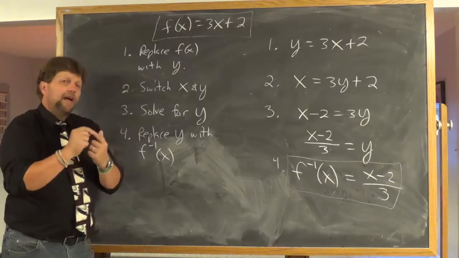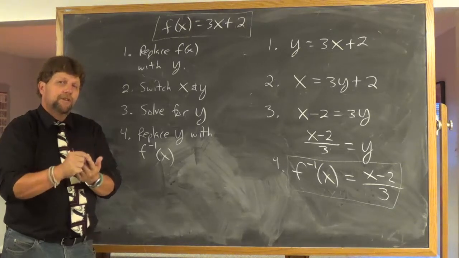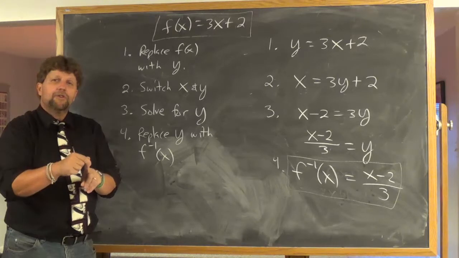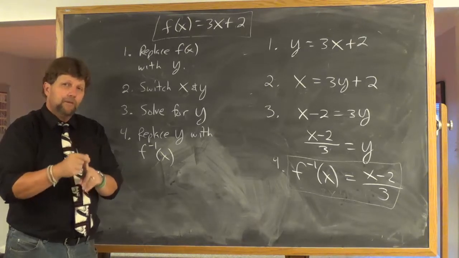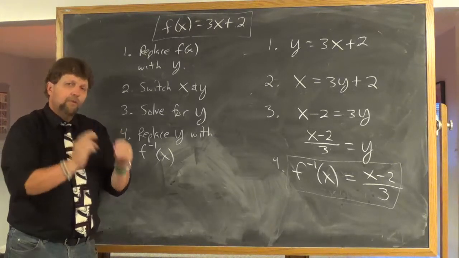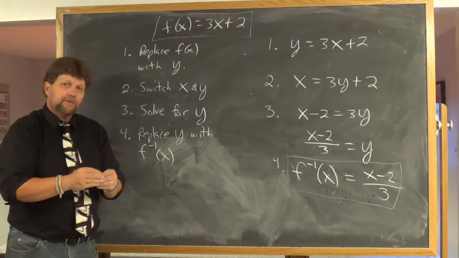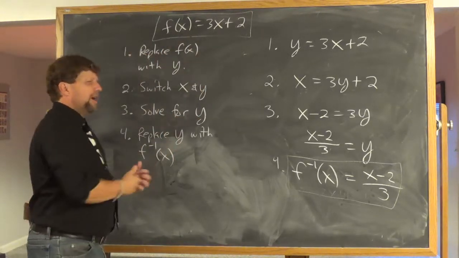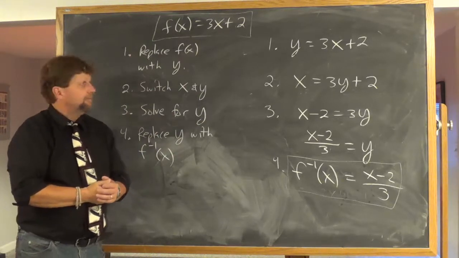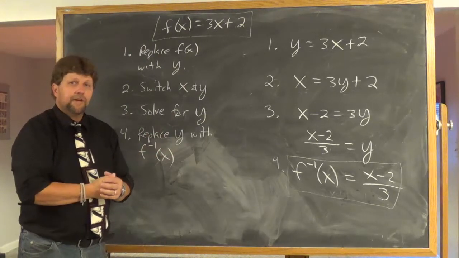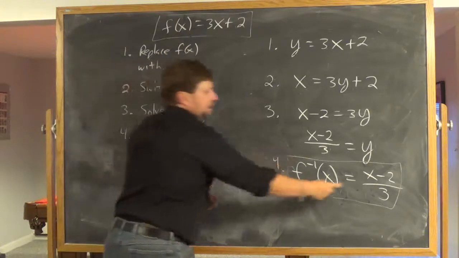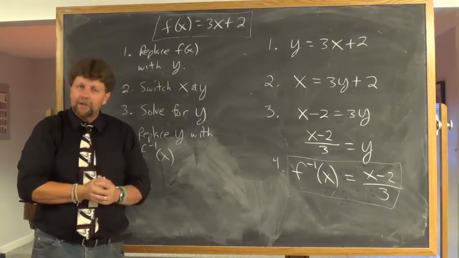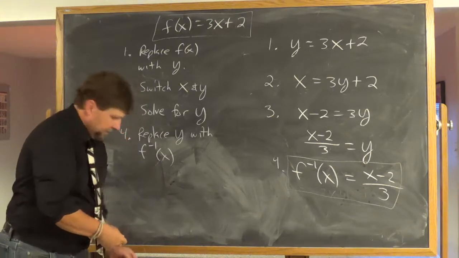So if you're asked to determine an inverse function for a given function, the first thing you have to make sure of is that your function is a one-to-one function. Only one-to-one functions have inverse functions. So if you know it's a one-to-one function, that's the process you go through to determine the inverse function. And as you see, we came up with the inverse function pretty quickly, pretty effortlessly. The algebra was not too bad.